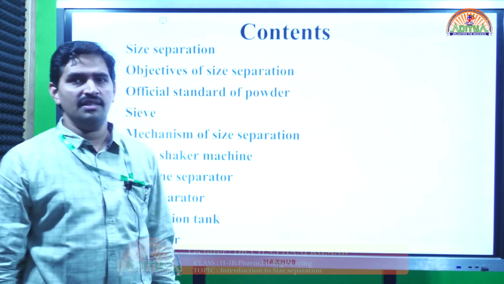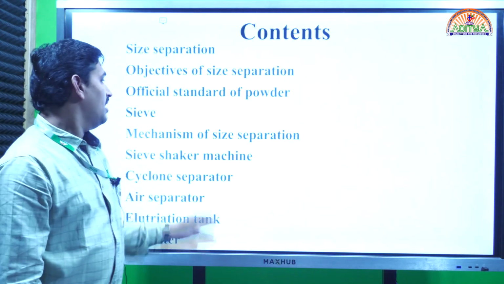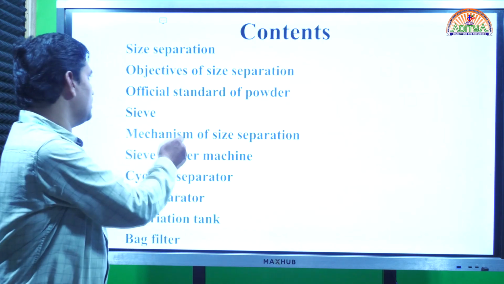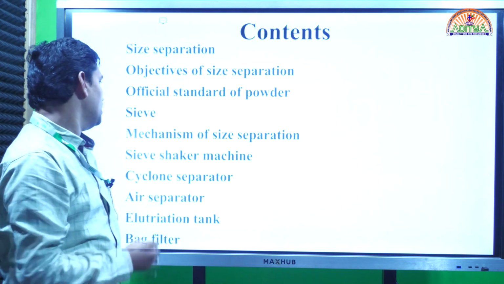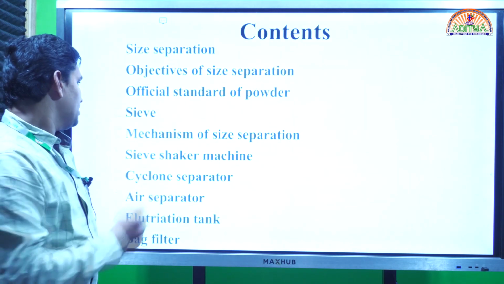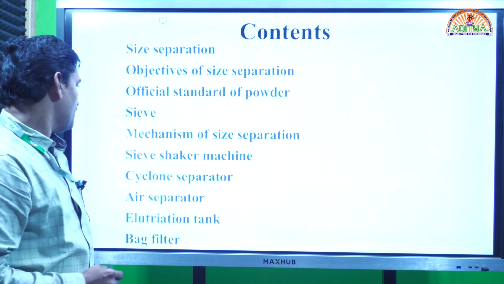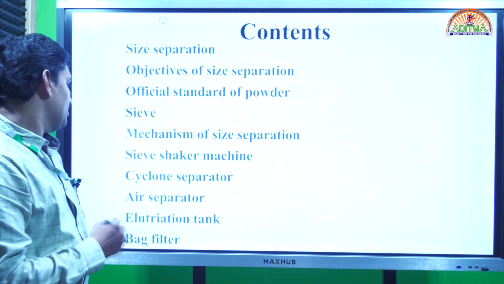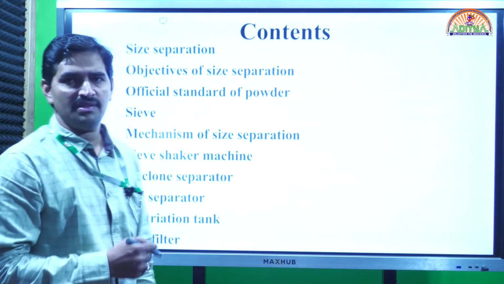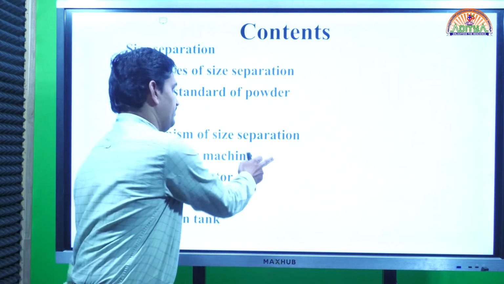These are the contents to be learned out of this topic: size separation, objectives of size separation, official standards of powders, sieve, mechanism of size separation, sieve shaker machine, cyclone separator, air separator, elutriation tank, bag filters. About all these contents we are going to discuss under this topic.